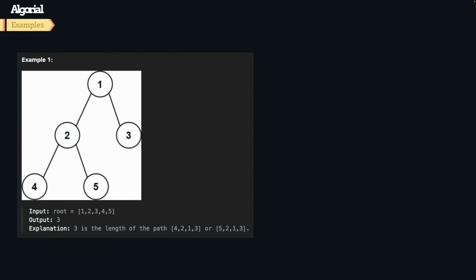First example here. We are given a tree, and by diameter they mean the longest path in the tree that may or may not include the root node. So in this case, the longest path could be either going from node 4 to 3 or from node 5 to 3, and that is the longest path, which contains only 3 edges.